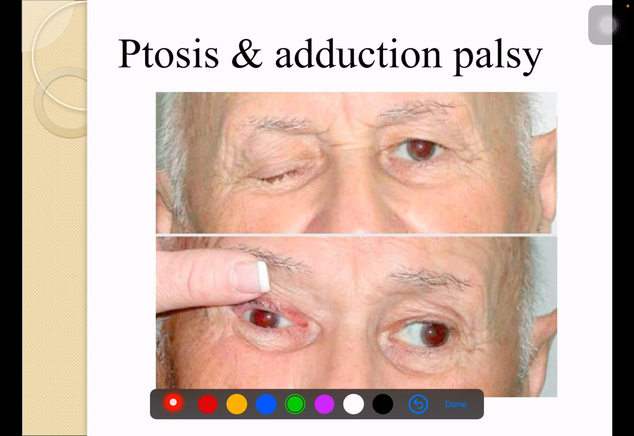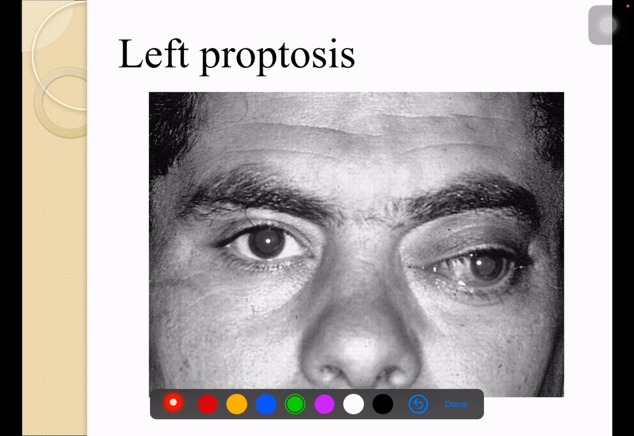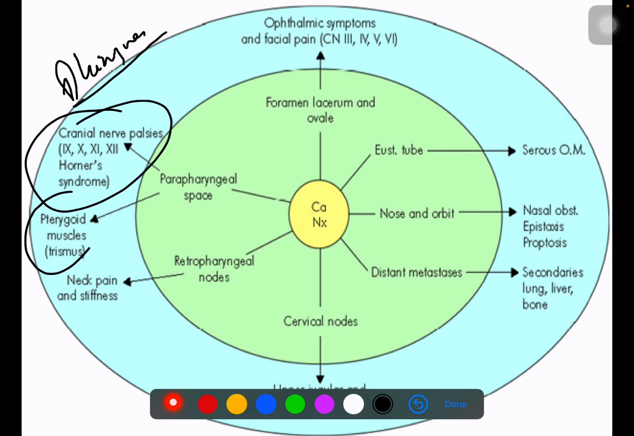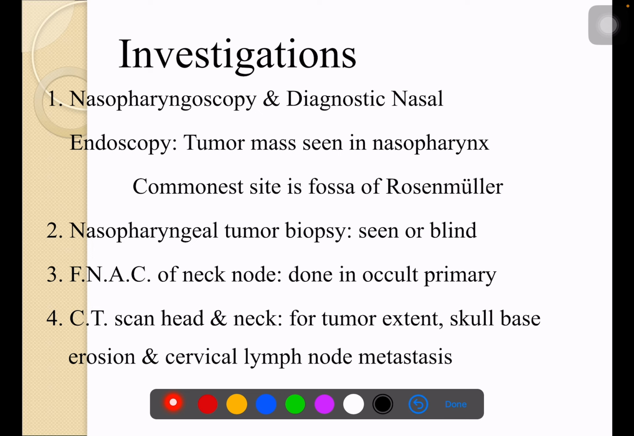Okay, you can see here there's ptosis, and there is adduction palsy. Adduction is brought about by medial vectors, abduction is brought about by lateral vectors. Left proptosis. Okay, now you can actually evaluate. This diagram is present in Dhingra. Okay, cranial nerve palsy can be seen, pterygoid muscles can be seen, neck stiffness and pain, retropharyngeal nodes are involved, right? Just understand.